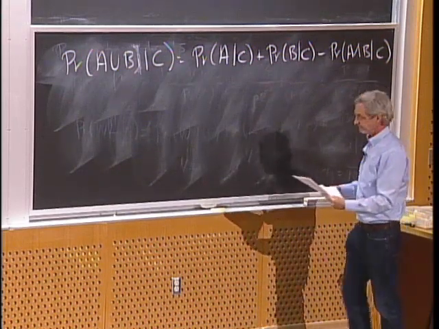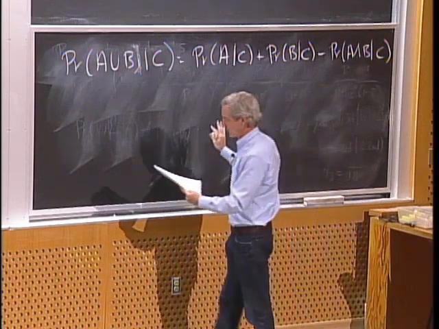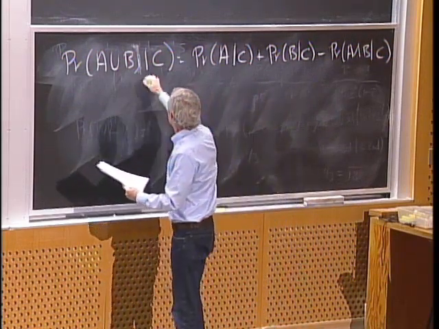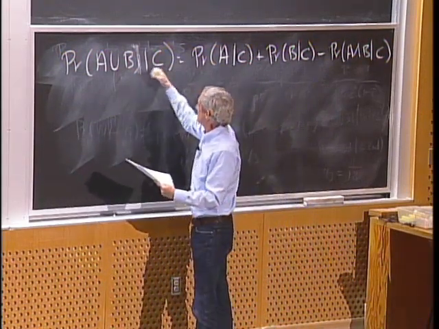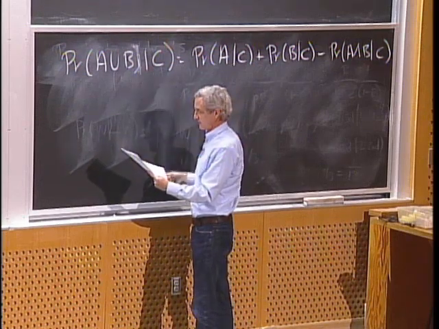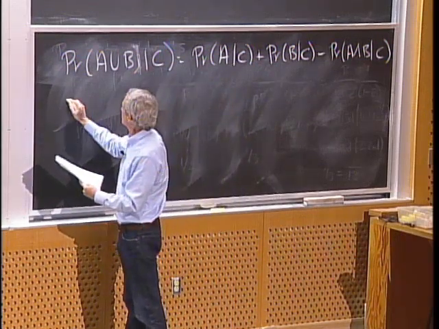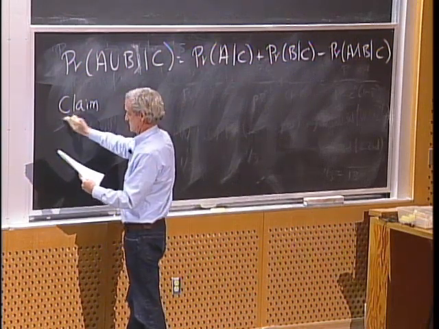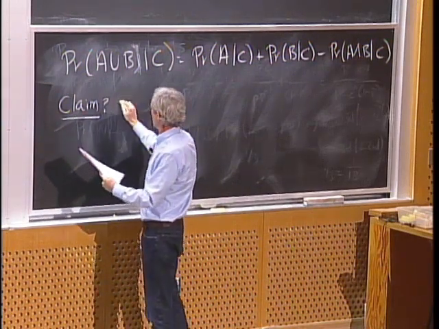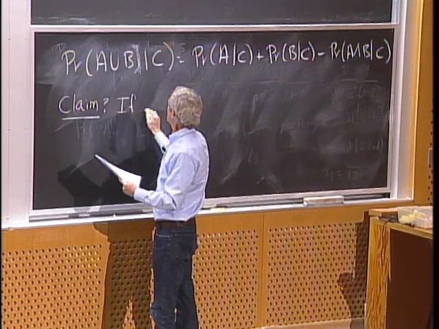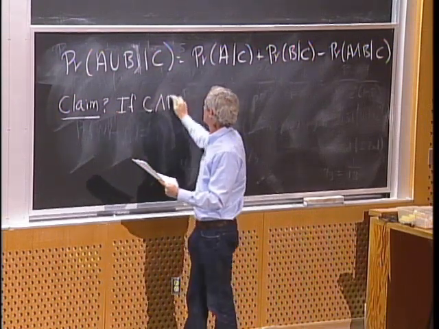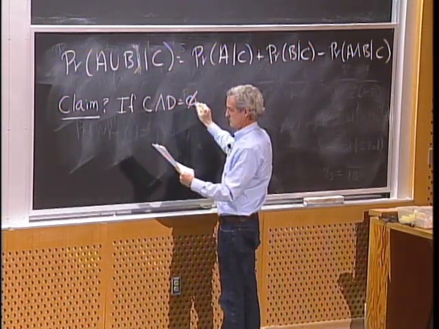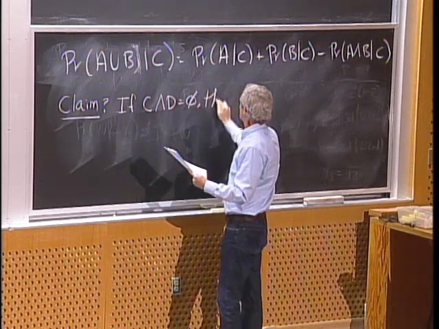All right. You have to be a little careful, though, because you have to remember what you're putting on either side of the bar here. For example, what about this one? Is this true? Claim: let's take, say, C and D are disjoint. Is this true?